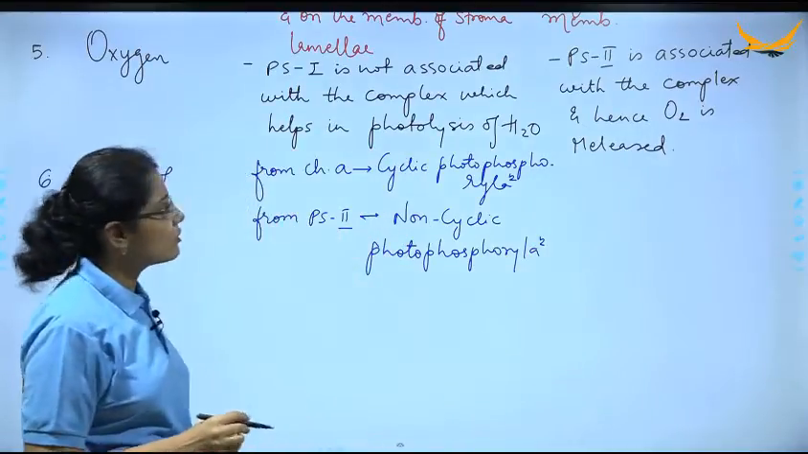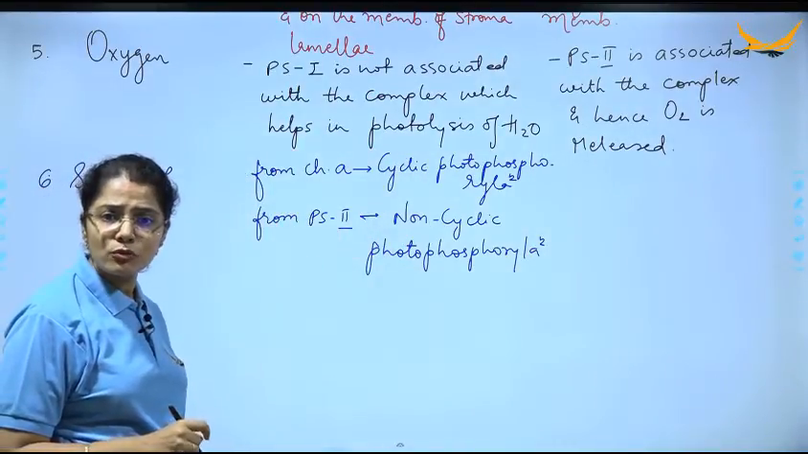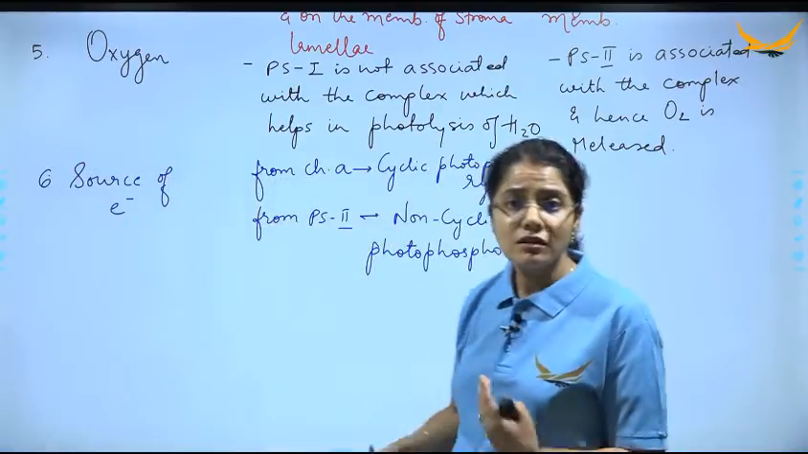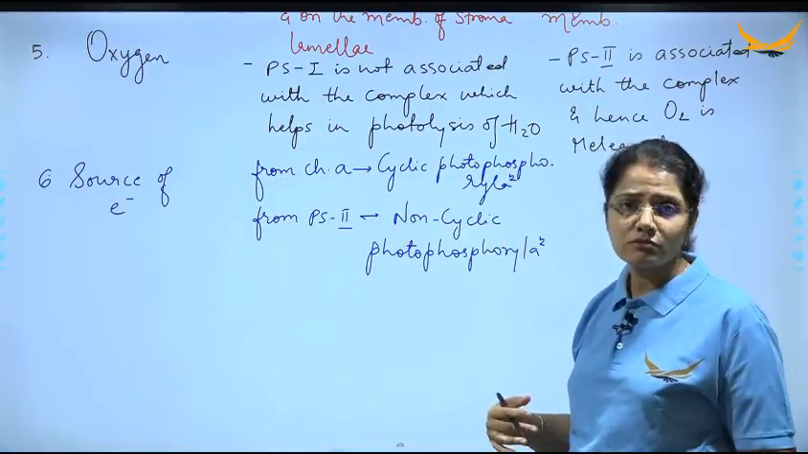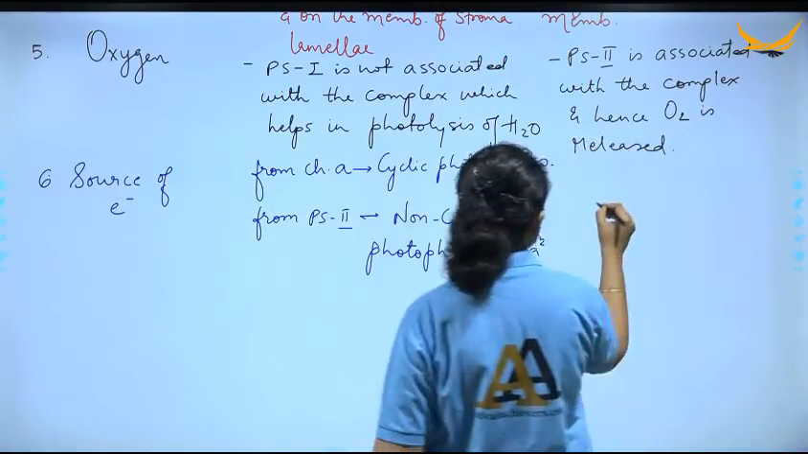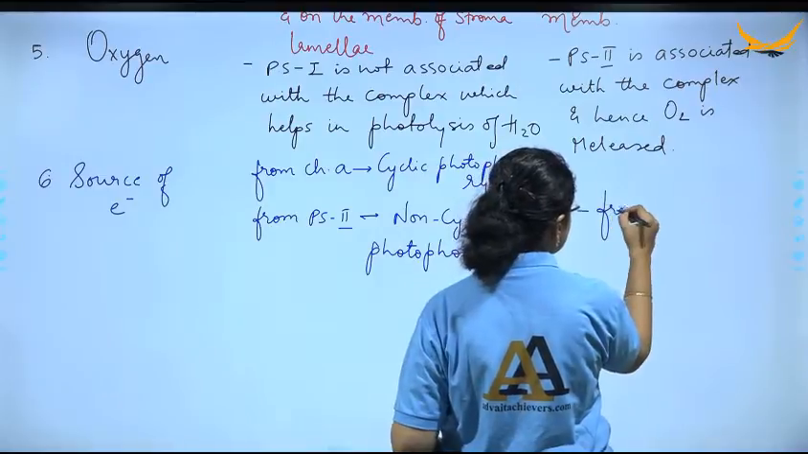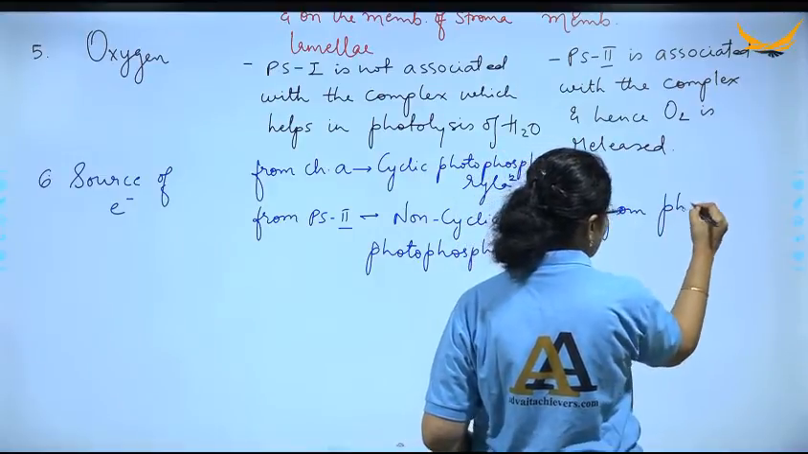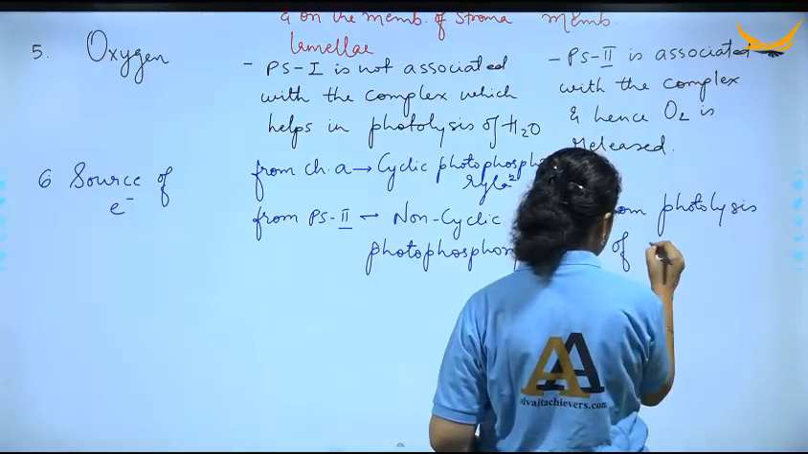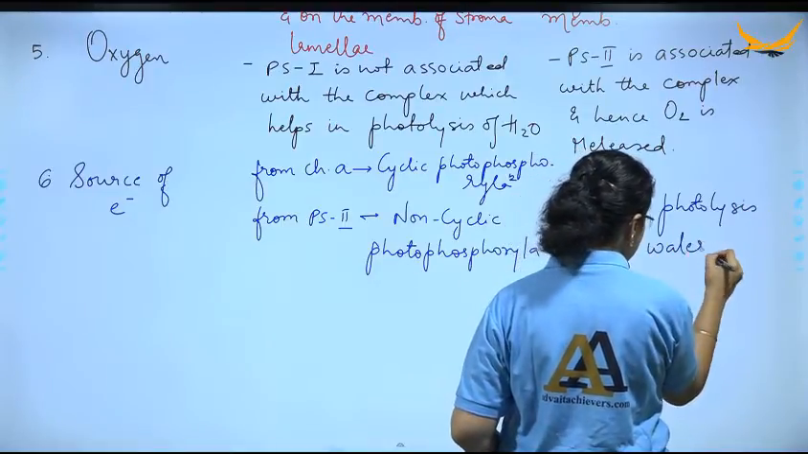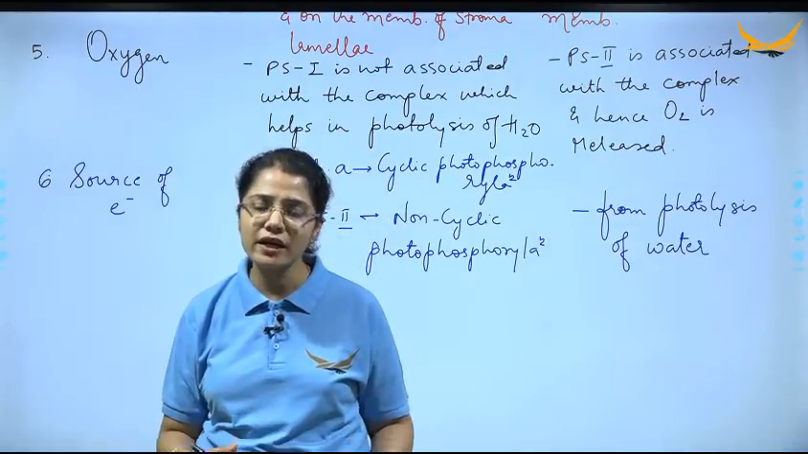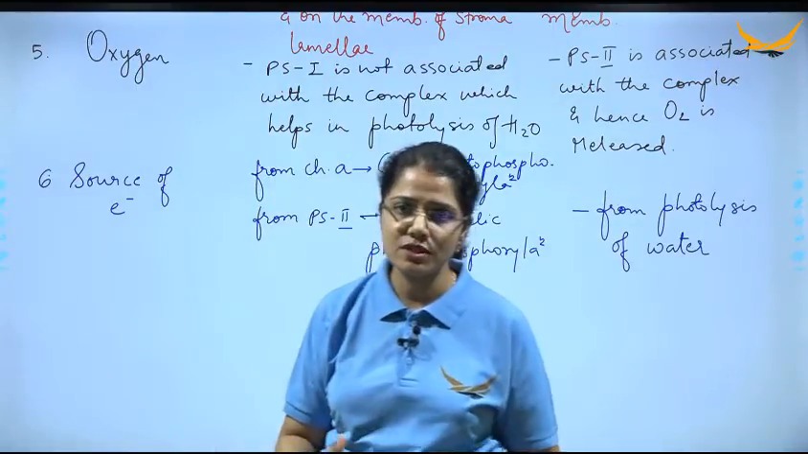Right? Now, how about PS2? So, in PS2, we very well know that that loss is compensated by photolysis of water. So, here you can write from photolysis of water. So, children, these were the 6 points on which we compared the two photosystems, right?